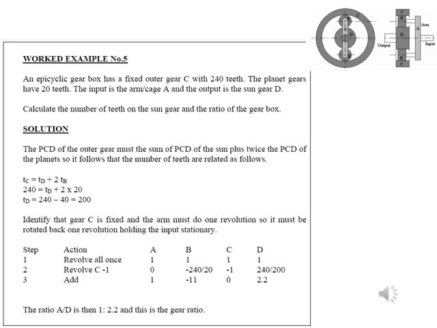Then, if you want to find out the gear ratio, you need to use the steps table. Step number 1, 2, 3, and then the action: revolve all at once, revolve C minus 1, and add. In here you have 4 gears, so you need to put 4 columns of A, B, C, D gears. Step number 1, revolve all once. So all of these gears revolve one time. A is 1, B is 1, C is 1, D is 1.